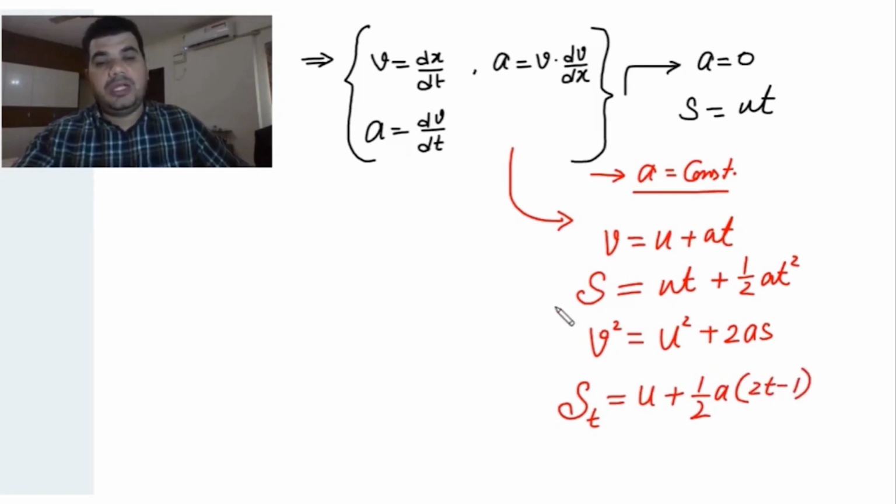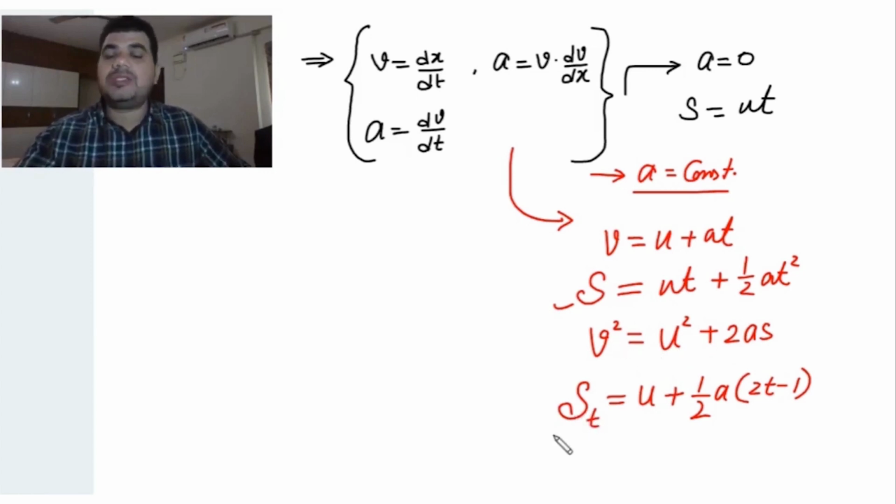This is the displacement. This is also the displacement, but this is the displacement for 0 to t seconds. Means when the particle starts moving and up to t seconds, means 0 to 5 seconds, 0 to 6 seconds, 0 to 8 seconds, whatever the case, the displacement is given by s is equal to ut plus half at square. Got it? Now, what is s_t?